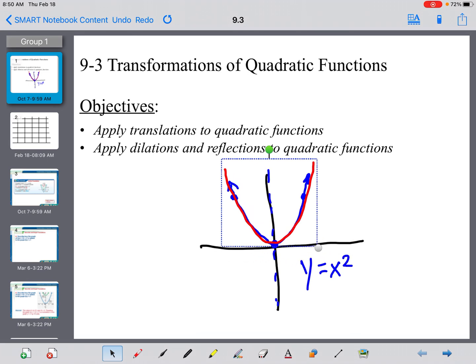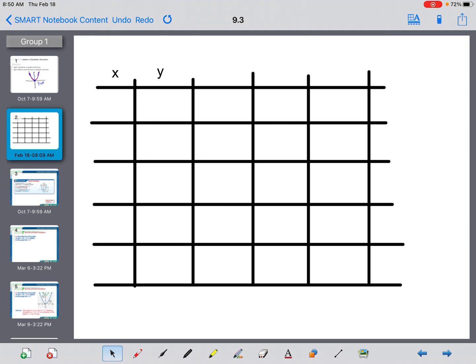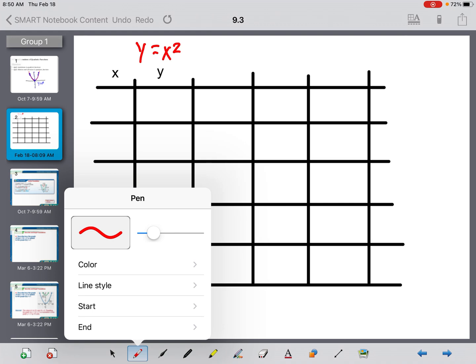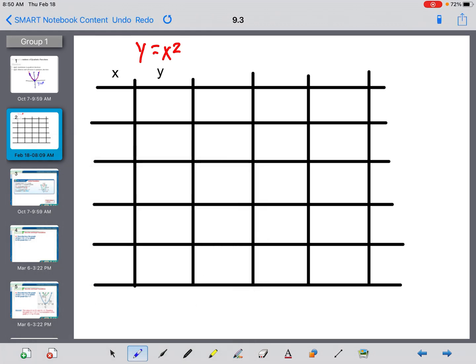You can see it moving up and down. All right. So here's how I want to look at it. So let's say we have the function y equal x squared. And to do this really quickly, I'm just going to do -2, -1, 0, 1, and 2. If y equals x squared, then -2 squared is 4, -1 squared is 1, 0 squared is 0, 1 squared is 1, and 2 squared is 4. Okay? That's what we would get.